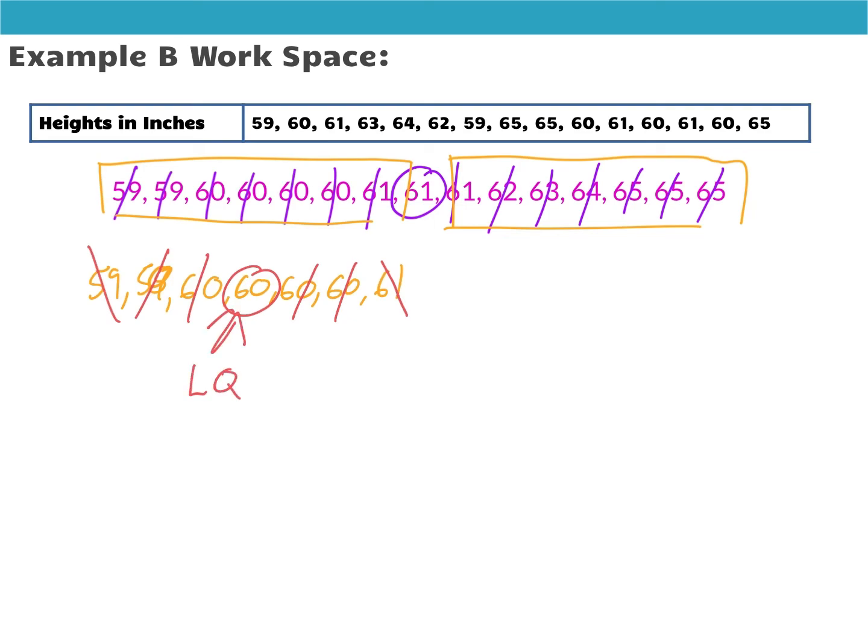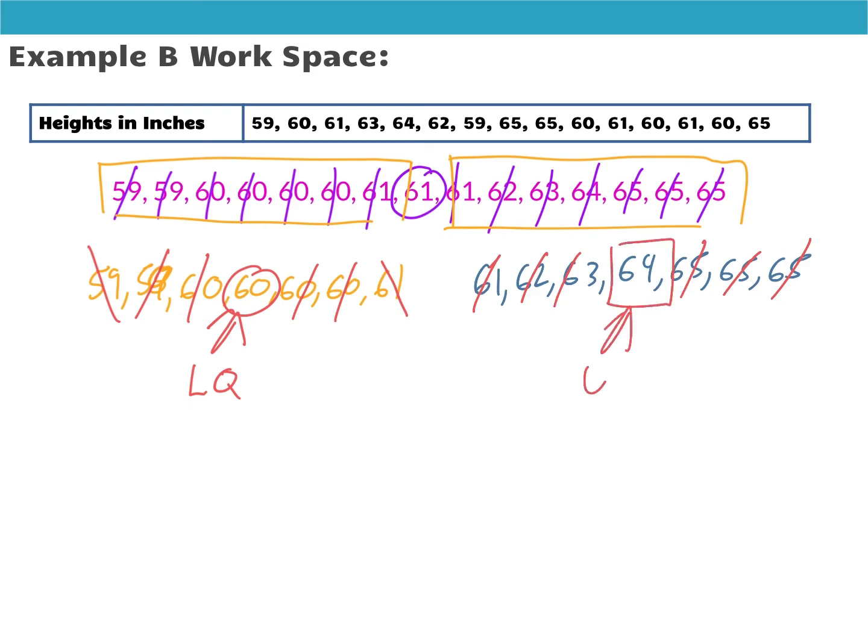Now let's head over and do the upper quartile. Again, writing out my numbers that I have here. So 61, 62, 63, 64, 65, 3 times in a row. Now that I've got my numbers, let's go ahead and do some crossing out. So cross out from both ends until I have one number left in the middle. That number is 64. So that number is going to be my upper quartile.